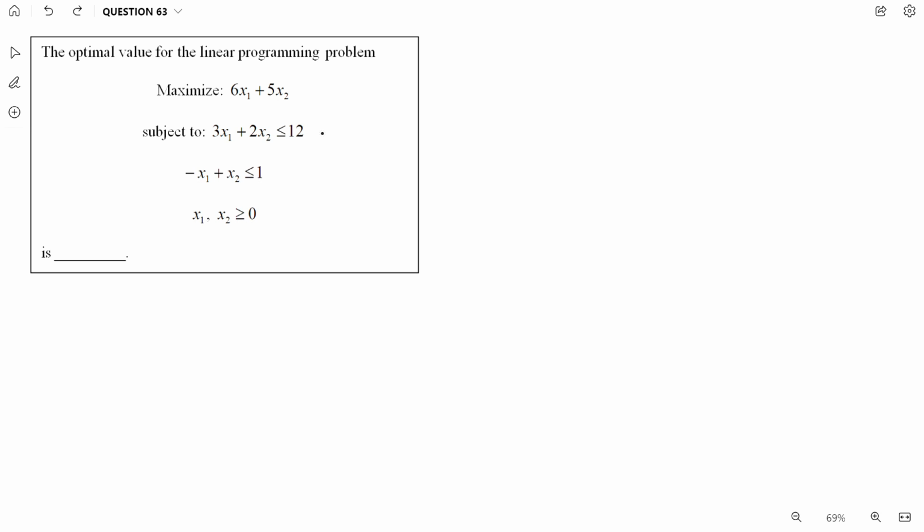Now we can see the lines arising from these two constraints are easy enough to draw, and if we draw them in the same graph, the graph won't be complicated, so we can solve this question by graphical method. Now the first constraint, convert it into equality. We get 3x1 plus 2x2 is equal to 12. Let us draw this line on graph.